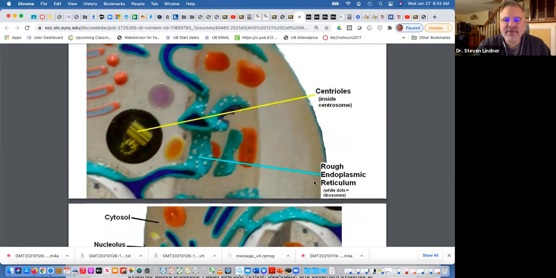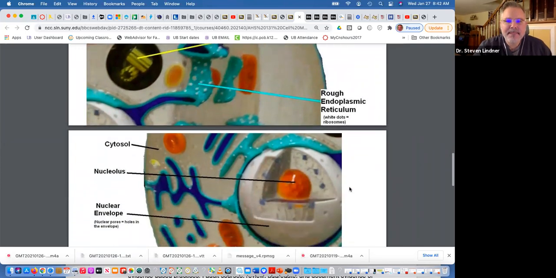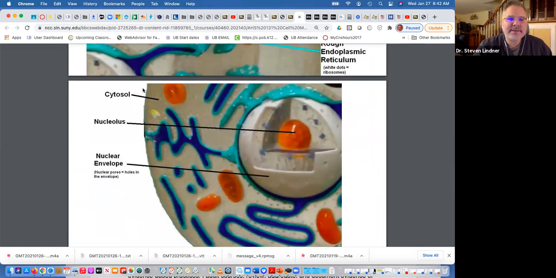Here's your rough endoplasmic reticulum. On an exam, you never want to put rough ER. You don't want to use abbreviations, not on exams. You have to write out the full word: rough endoplasmic reticulum. Again, you can see the cytosol, the clear liquid.